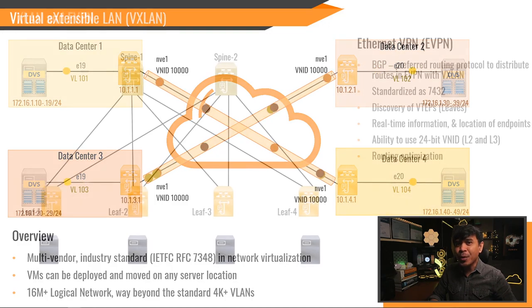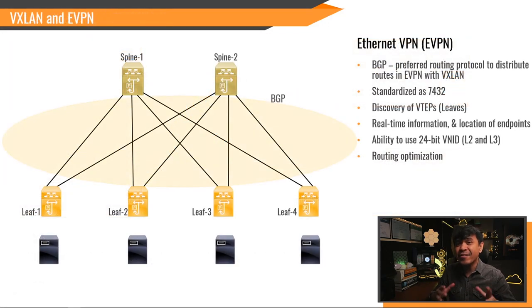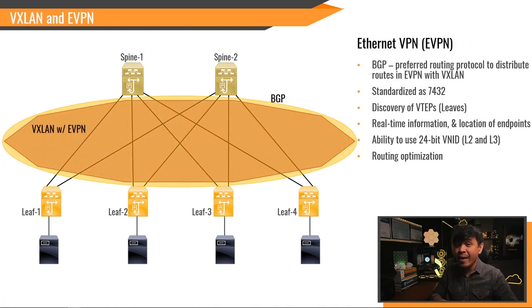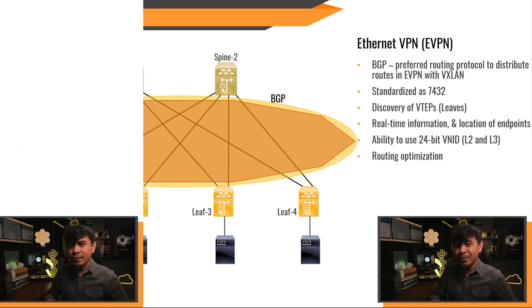This is well beyond the standard 4,000 plus VLANs. VXLAN also replaces OTV and FabricPath. These are old Cisco proprietary Nexus features available in Nexus 7K and 5K. We can also use EVPN to enable VXLAN routing. It also tracks information of all connected endpoints in real time. It is also used to scale to multiple data center sites and optimize data center routing as well. EVPN is a very advanced topic, and we can discuss this in another video.